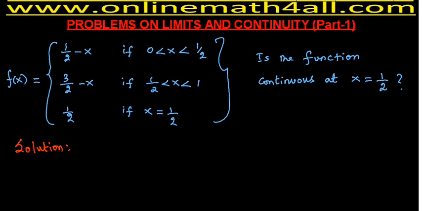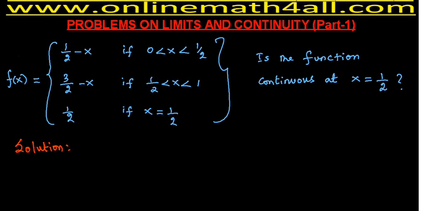This video is about problems on limits and continuity part 1. Here we have a question in which we have a piecewise function, that is f of x is equal to 1 over 2 negative x for 0 less than x less than 1 over 2, 3 over 2 negative x if 1 over 2 less than x less than 1, 1 over 2 if x is equal to 1 over 2. So the target of the question is: is the function continuous at x is equal to 1 over 2.